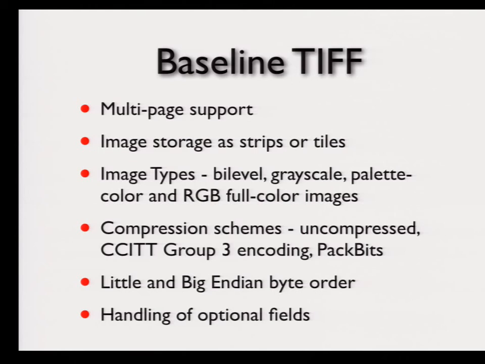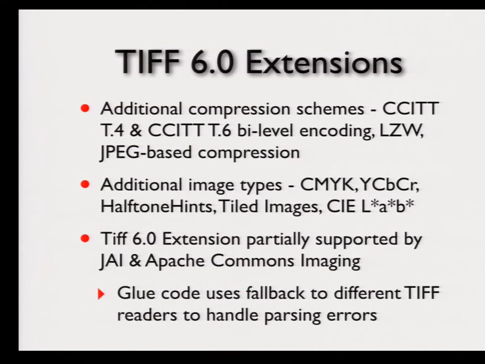For some reason, the TIFF guys decided that, okay, we want to support both little and big endian byte orders, so you can choose. It really doesn't do any good, it just makes it harder to implement a decoder. And it does have a lot of optional fields, which is mentioned in TIFF 6.0 extensions. And this is where things get more complicated, but this is what a lot of people are using.